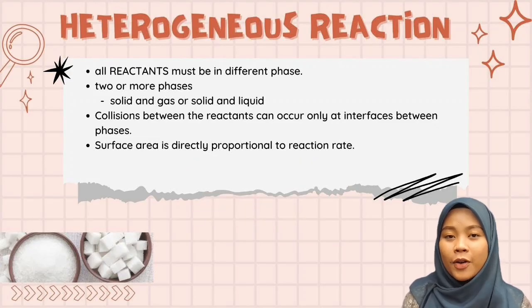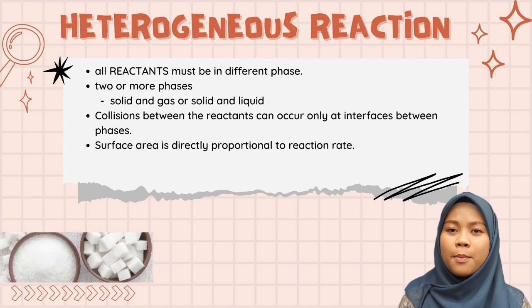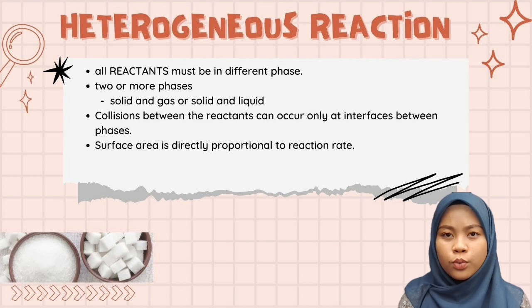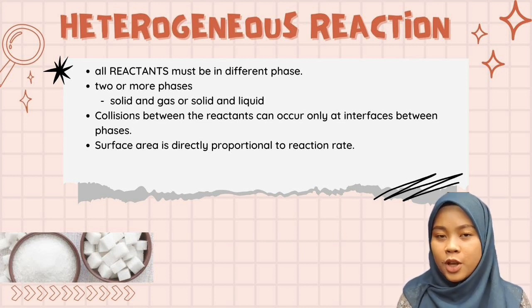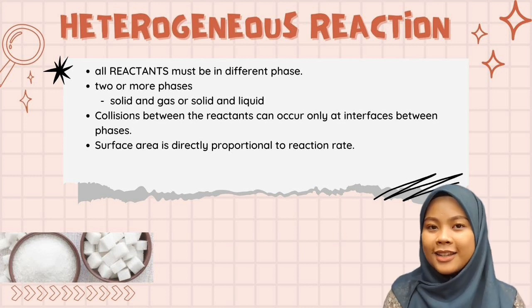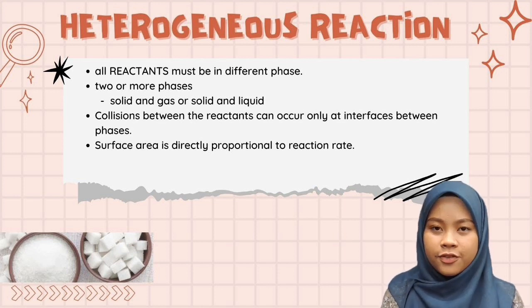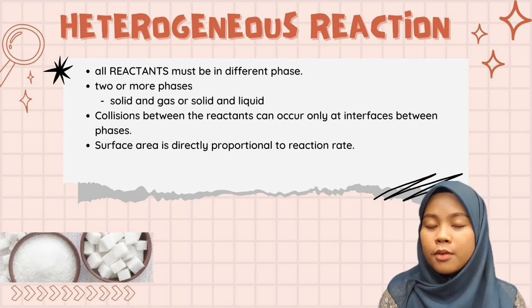I will discuss heterogeneous reaction. The reactants of a heterogeneous reaction must be in different phases. So that means we need two or more phases to undergo this reaction. For example, we might have solid and liquid or solid and gas. Other than that, the collision between the reactants can occur only at the interface between phases. So that is why a heterogeneous reaction will not mix well.